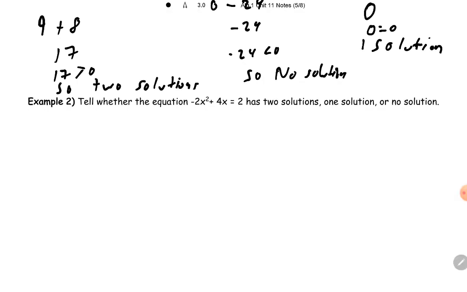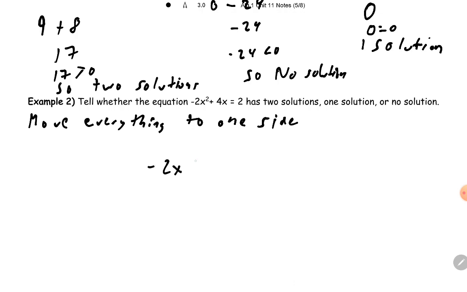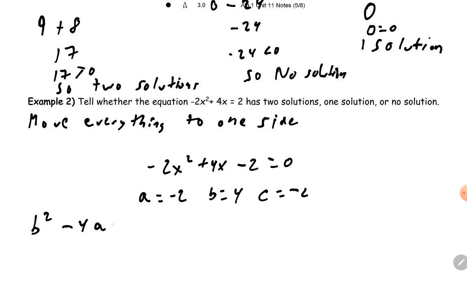Okay. We've got to make sure that we move everything to one side, because that will affect our a value, b value, and c value. So I need to move this 2 over by subtracting it. So I have negative 2x squared plus 4x minus 2 is equal to 0. This method works if you set the equation equal to 0. So a value is negative 2, b value is 4, c value is negative 2, and we're going to test the discriminant, b squared minus 4ac.